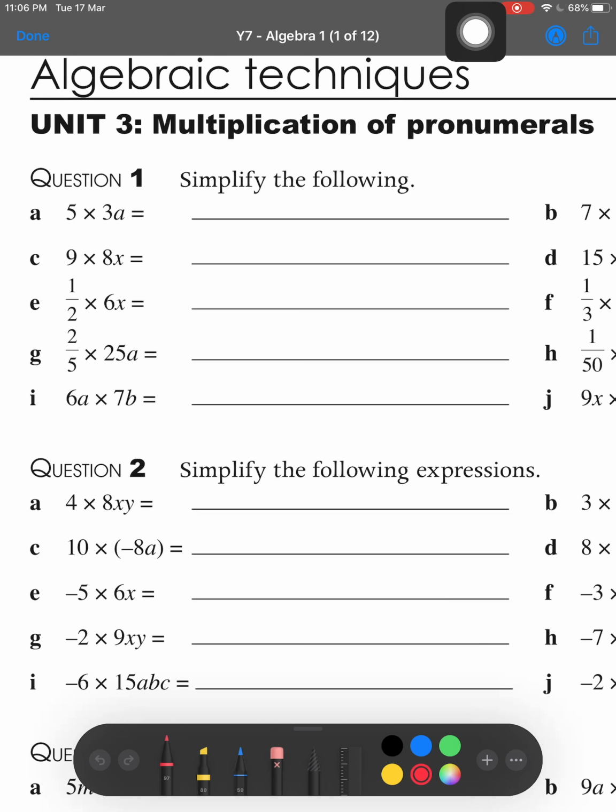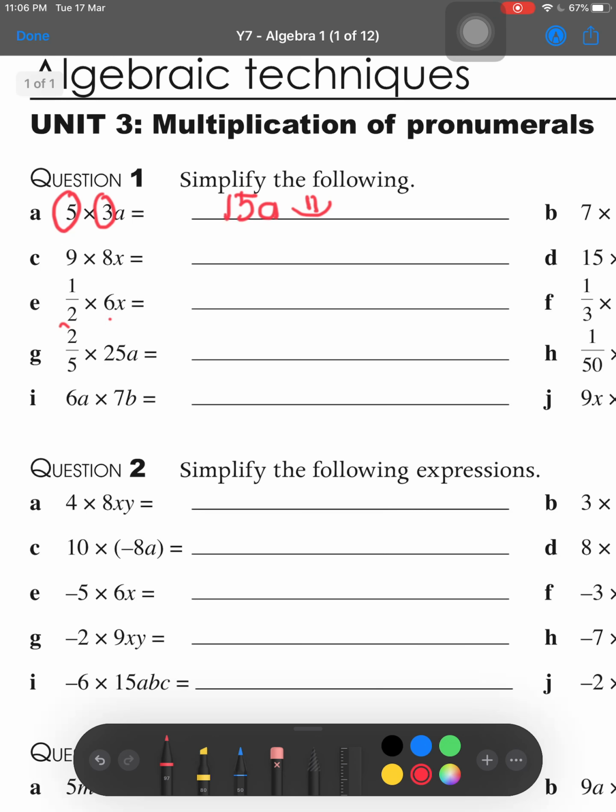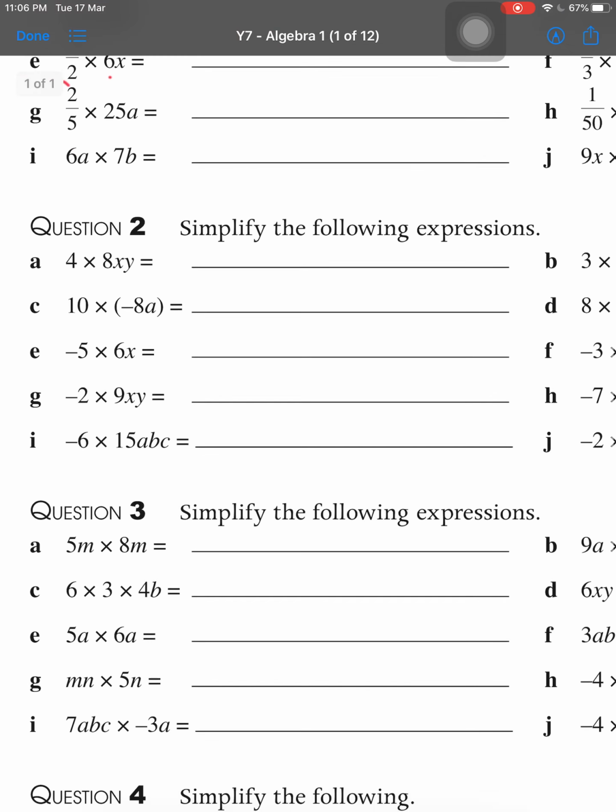Okay, so let's look at question one, for example. You see, you have 5 times 3a. So basically what you do, you just take number times number, and then you put it there. Oh, look at my beautiful handwriting. And then you put a next to it. So this is how you are supposed to be solving question one. As you look at question one, it's always number with number and then the other letter. All right? Okay.